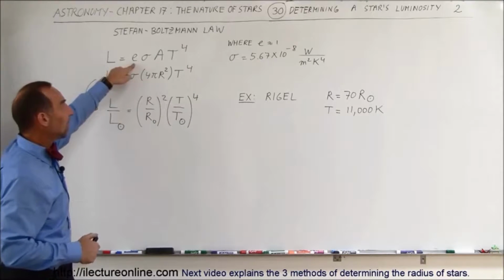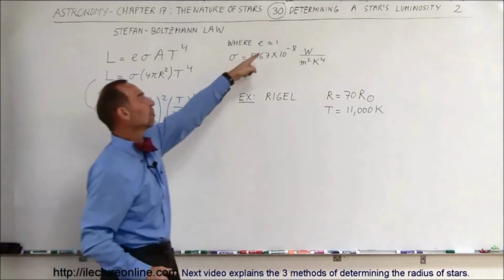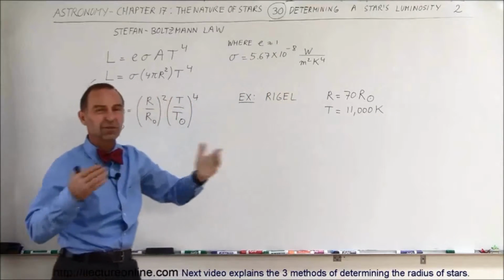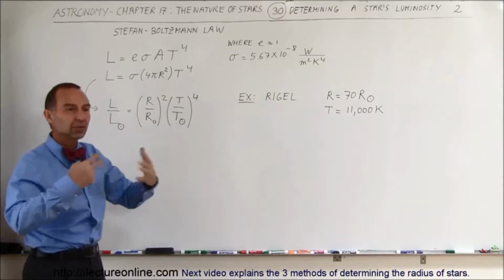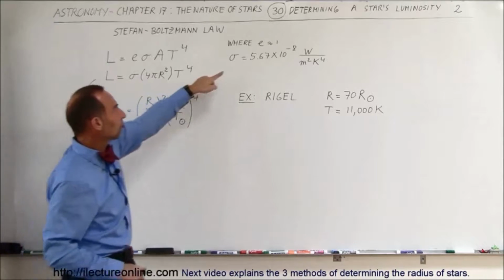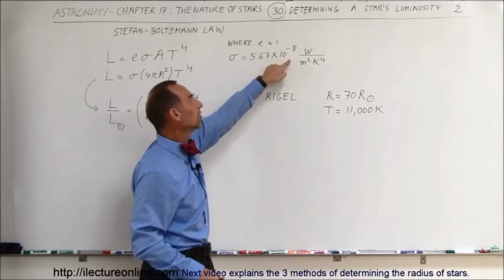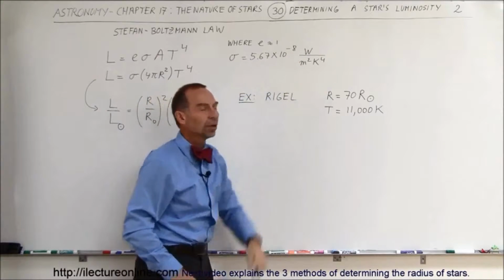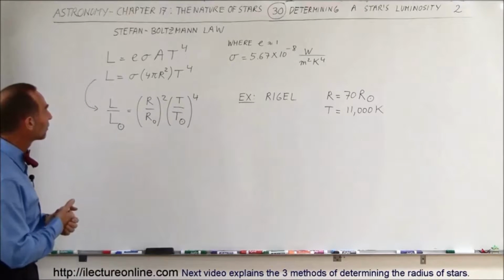The emissivity of an object depends, of course, on the material, but for stars, the emissivity usually is the number 1. So emissivity goes between 0 and 1, so that means just all of the energy that it puts out in the form of radiation. And the constant, the Boltzmann's constant, was experimentally determined to be 5.67 times 10 to the minus 8 watts per square meter per Kelvin to the fourth power. So the units come out to be watts.